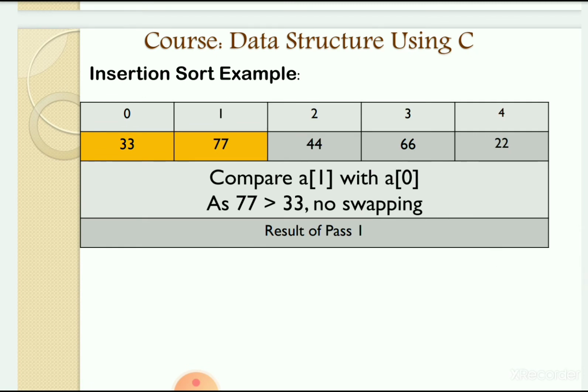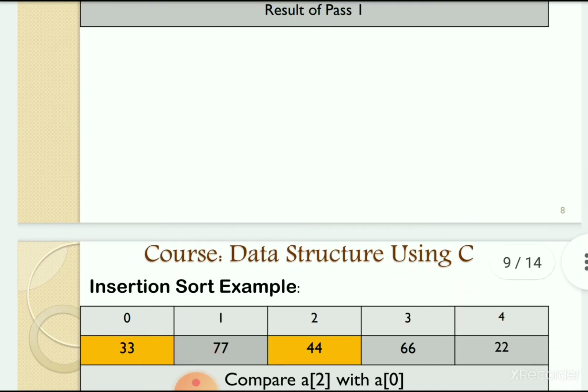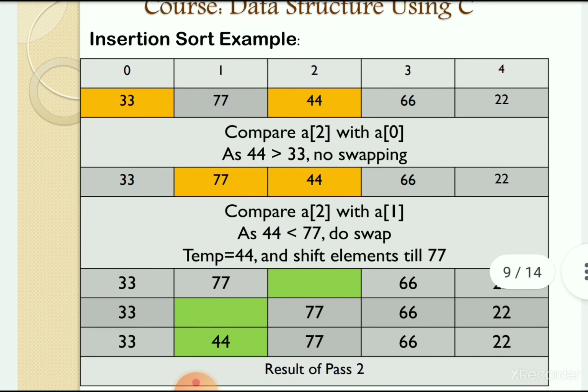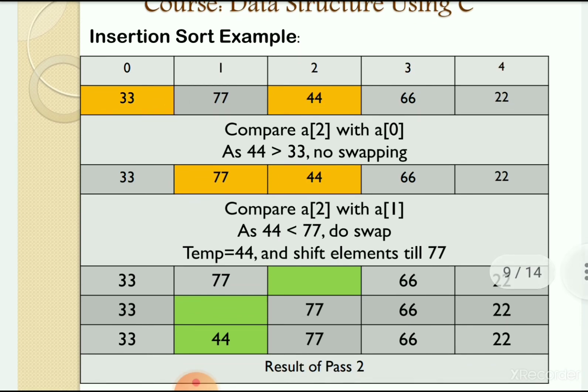Okay, here you can see the same thing. These elements are there. Compare a of 1 with a of 0. As 77 is greater than 33, no swapping or shifting will be done here in pass 1. Next element, 44. 44 compared with 33, no changes. 44 then compared with 77. Yes, 77 is greater than 44. So we have to do the swapping.